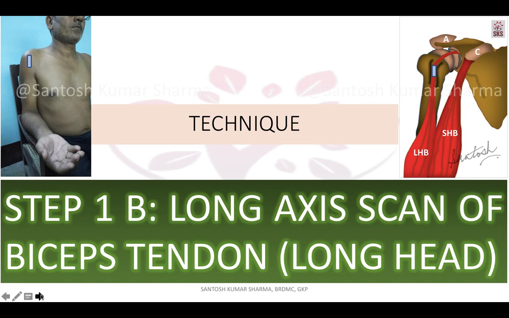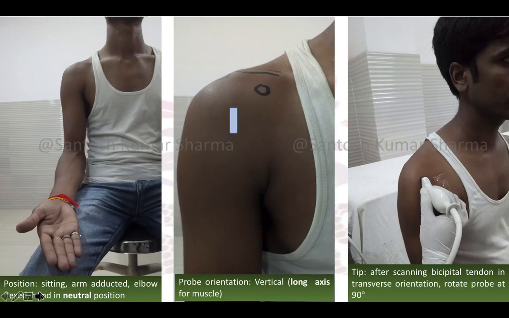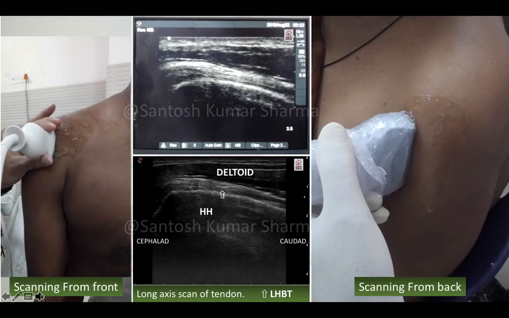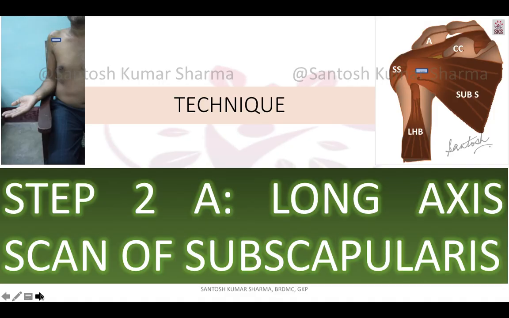Coming to the second part, which is scanning along the long axis of the bicipital tendon as shown in the picture, the position remains the same, and the only thing which changes is the probe orientation, which has been rotated by 90 degrees to become vertical. And once we have done so, what we see is the humeral head and the humeral shaft, and the bicipital tendon runs longitudinally over it, and that's about the long head of biceps tendon in long axis.